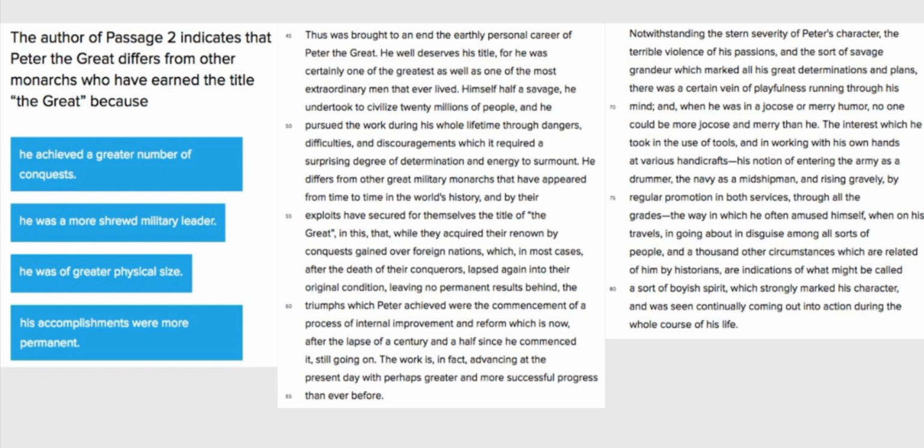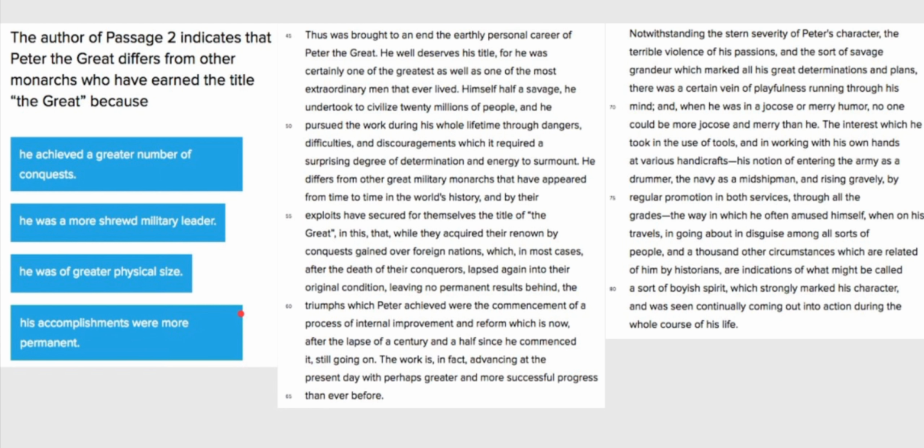We're not going to need to eliminate a bunch of answer choices here because we have everything we need within the context of this paragraph. Unlike in some other questions where you have a general author's viewpoint and you need to figure out which one fits it, here we've already figured out the answer for ourselves before even looking at the answer choices. So I'm going to jump right ahead and say I'm pretty sure it's going to be answer choice 4. His accomplishments were more permanent. That's basically what we just read.